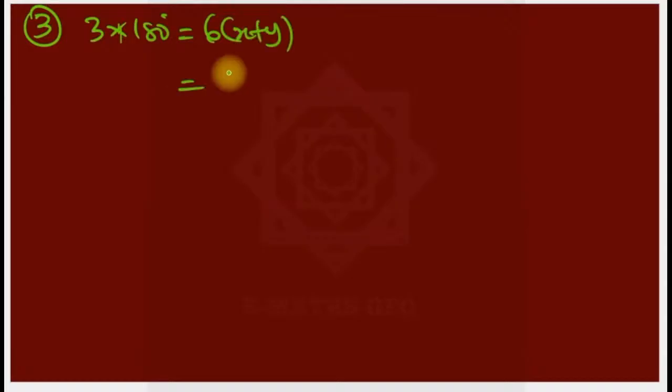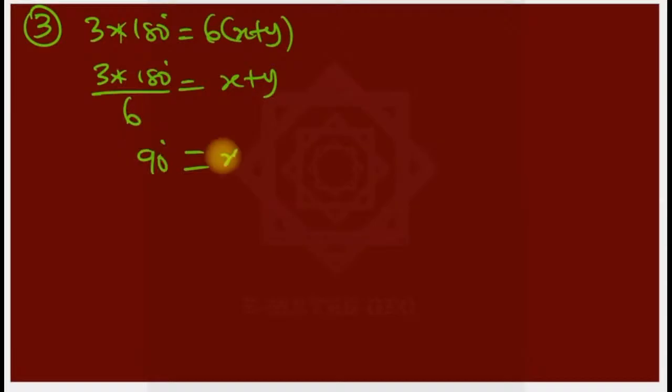So what do you notice? I can move my 6 to this side to be here. That's dividing both sides by 6. So we're still on the right track. The next one, we can divide. 3 in 6 is 2. 2 in 180 is 90.